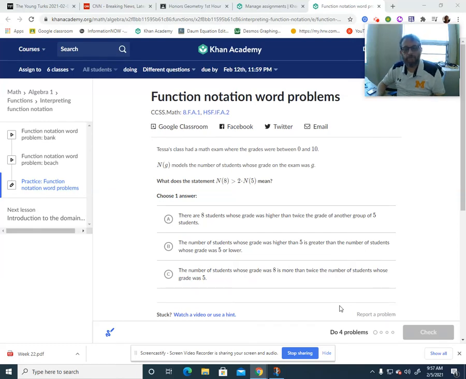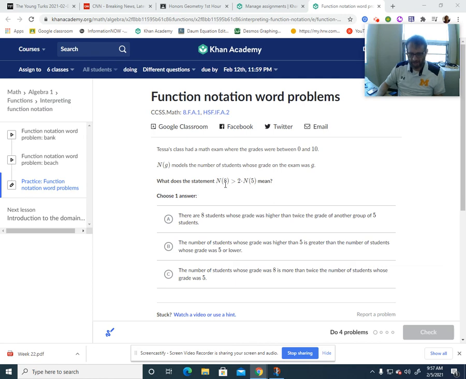Right, still going through the homework. This is the function notation word problems. Tessa's class had a math exam where the grades were between 0 and 10. N of G models the number of students whose grade on the exam was G. What does the statement N of 8 is greater than 2 times N of 5 mean?